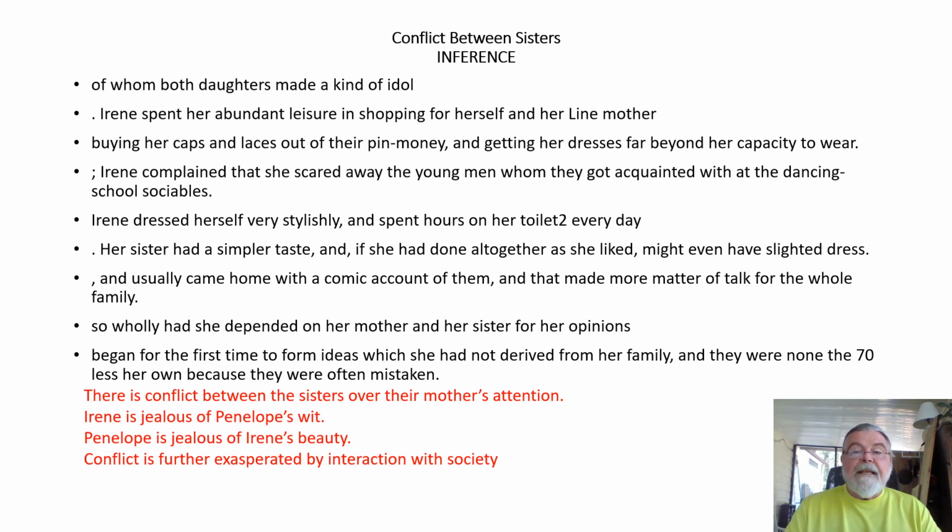So the inference I can make is the conflict between these two sisters has to deal with their place within the family. Irene's growing up. She's no longer the little girl anymore, and now she's becoming a young woman and she wants to break out. Her sister is the opposite. That's the conflict. That's an inference that I make as I read.